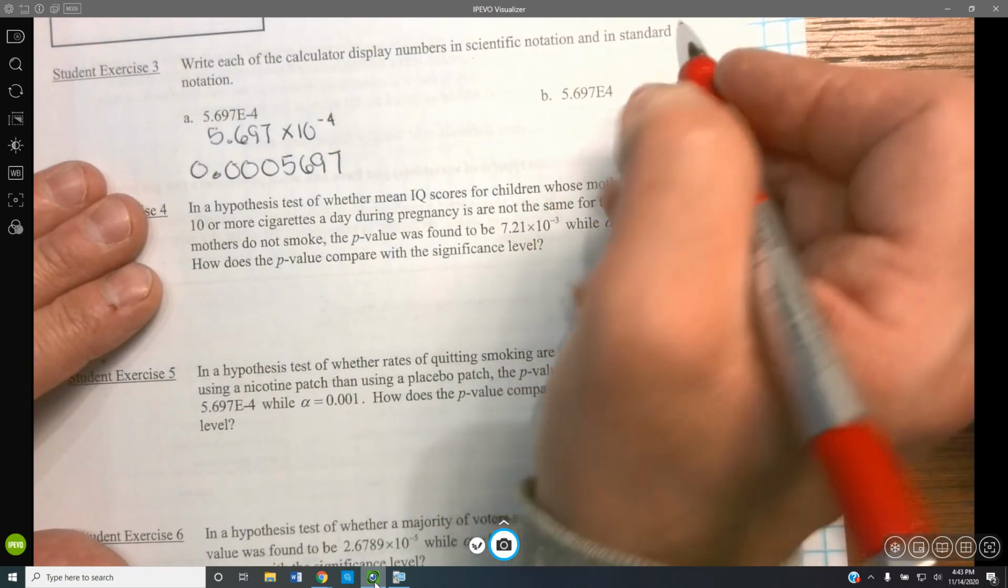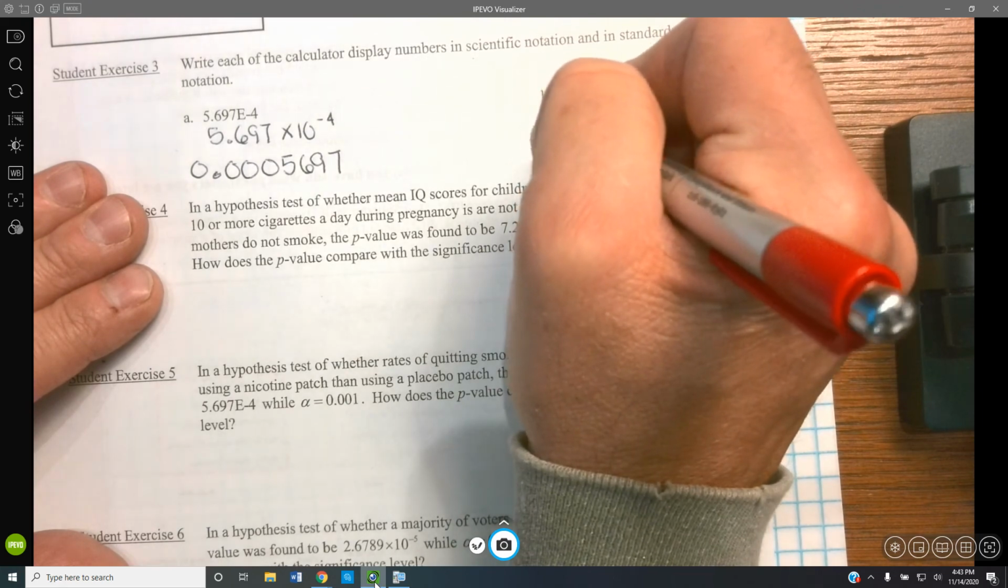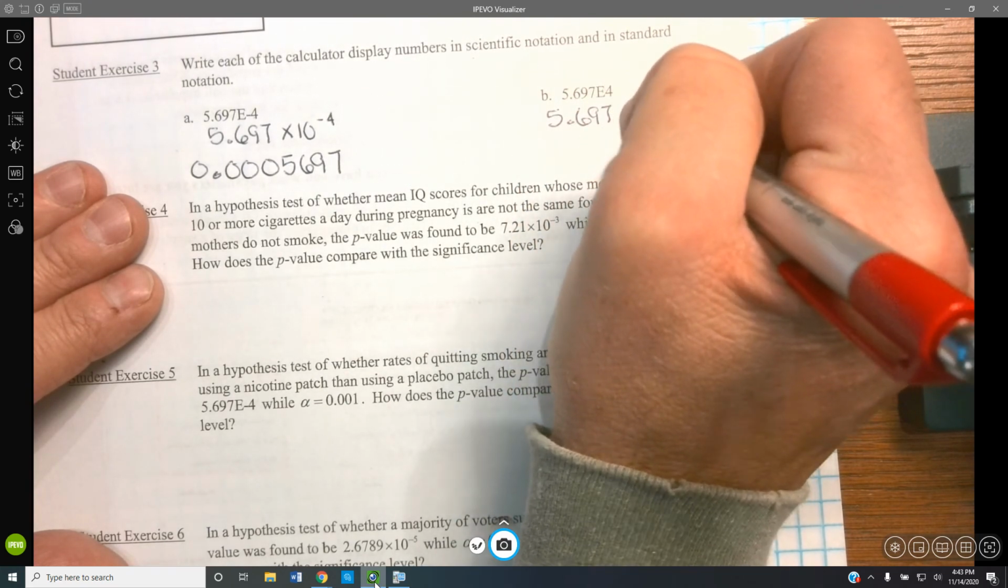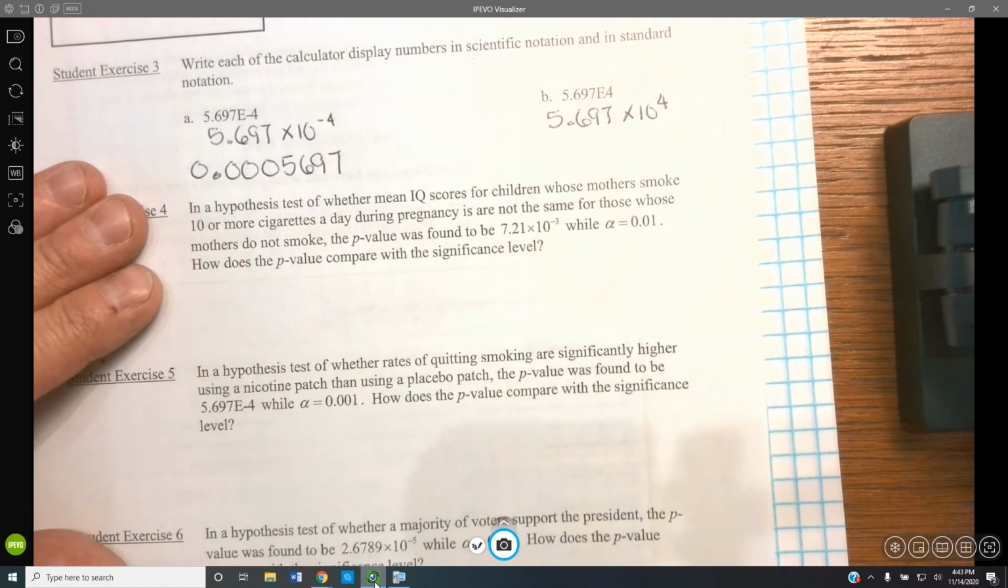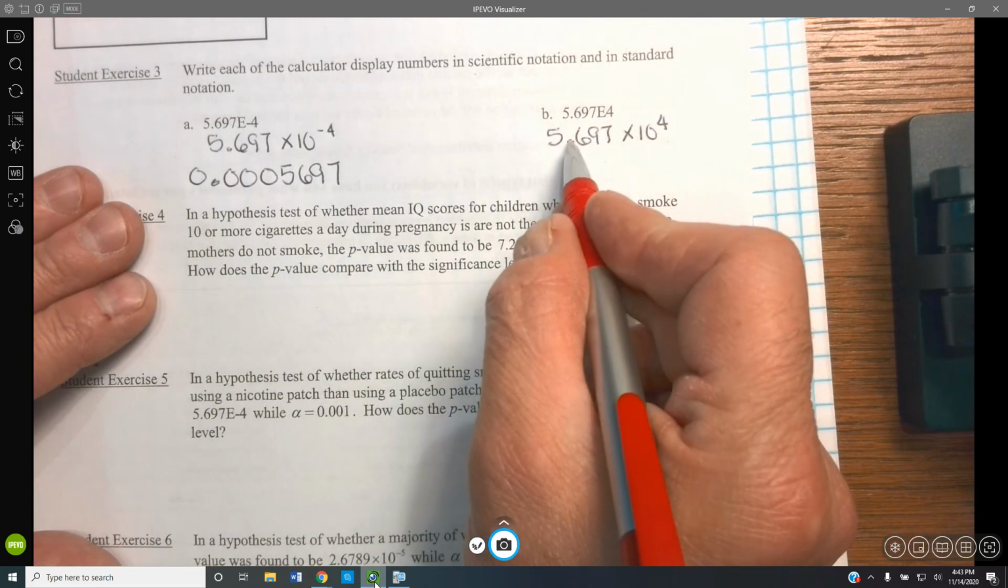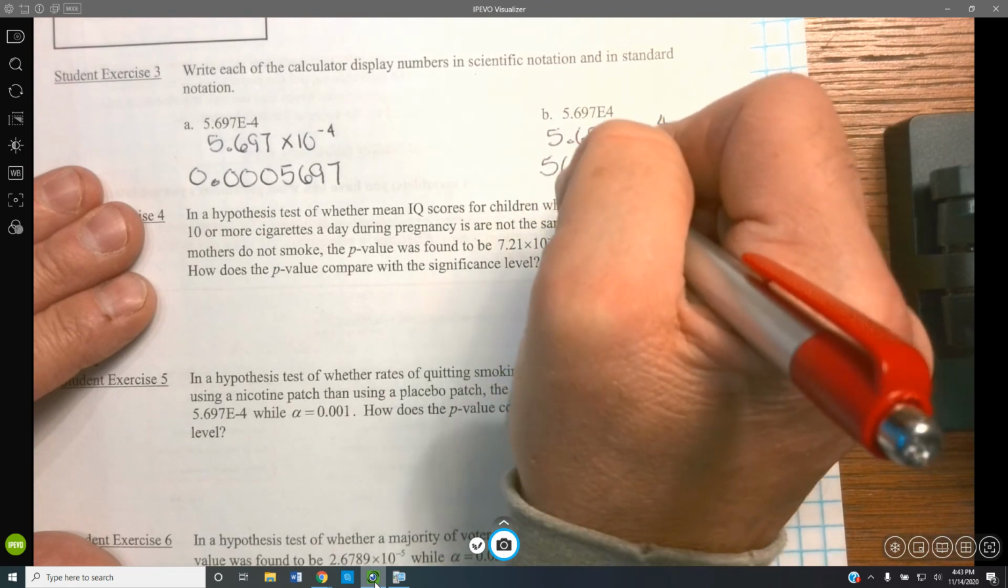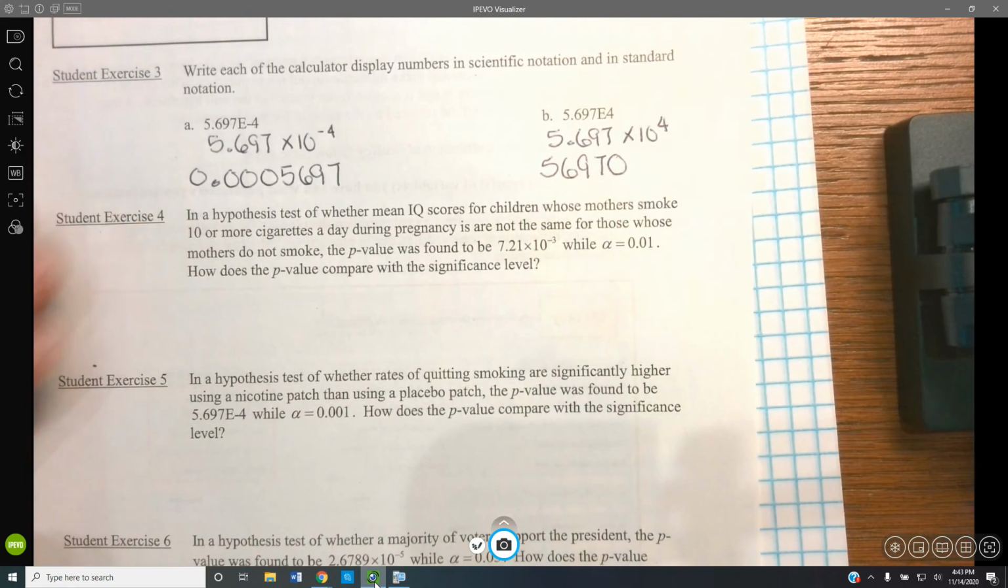E4, positive number. I'm going to, first of all, rewrite 5.697 times 10, and 10 will raise to the positive 4. I'm going to move 3 positions here, and then I'm going to add a 0. 5, 6, 9, 7, add a 0.